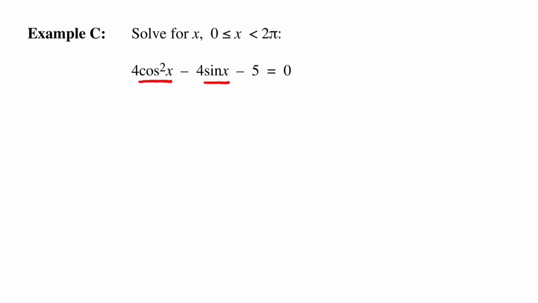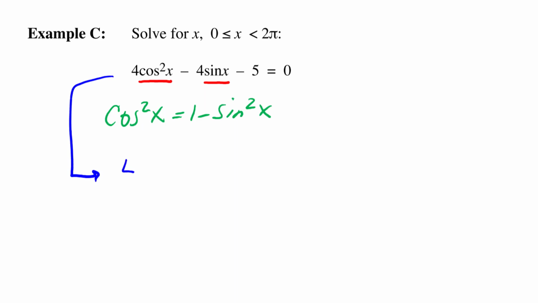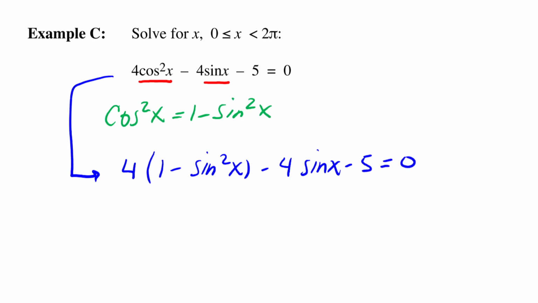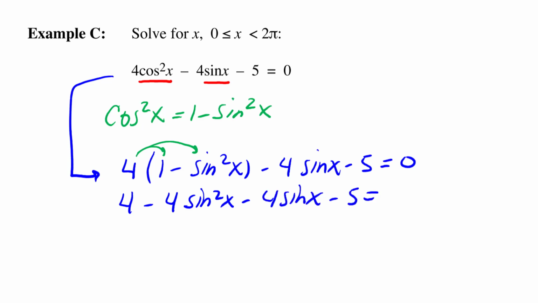Well, the only identity that we can possibly use in this case is the fact that cosine squared is equal to 1 minus sine squared. And that's good because it will allow us to put the entire equation in terms of sine. 4 times 1 minus sine squared x. And then minus the 4 sine x and minus 5 equal to 0. We'll distribute 4 minus 4 sine squared x, minus the 4 sine x that's already there, and minus 5 equal to 0.